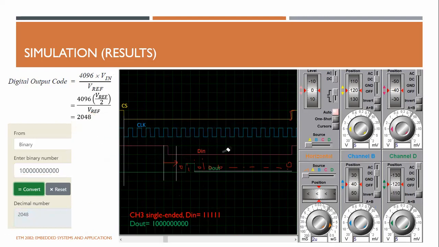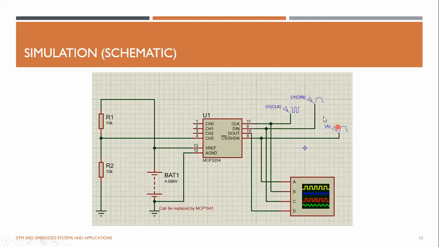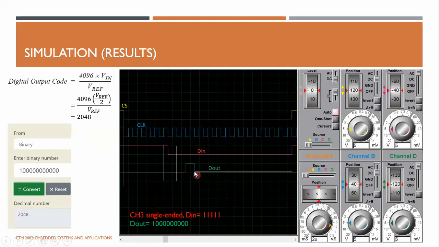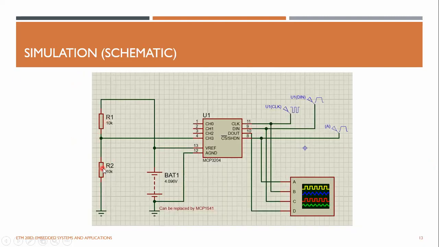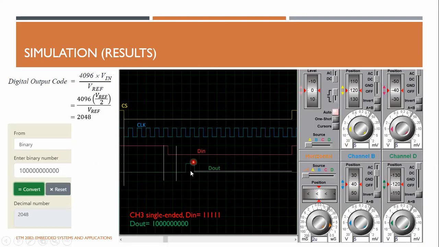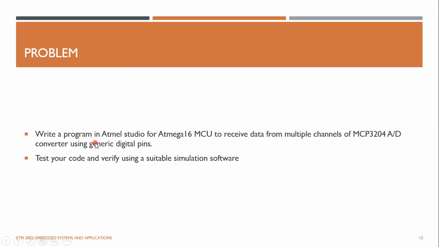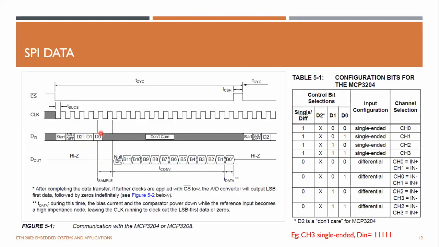Then I can use it for any other purposes. If I want to select a different channel, I can change this bit pattern on the DIN and get the data for another pattern, or I can even change the resistor divider values and get the corresponding ADC reading from this D out pin. So that's all about the SPI communication. So I have explained how to use this ADC.